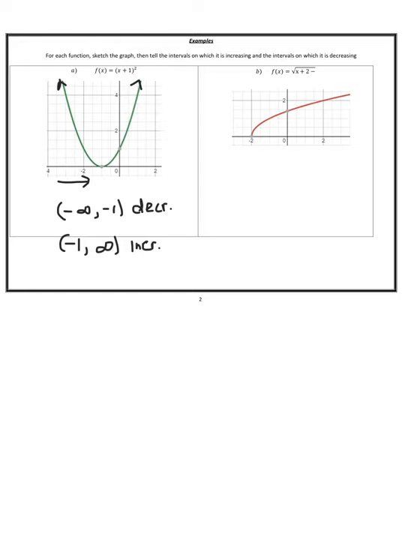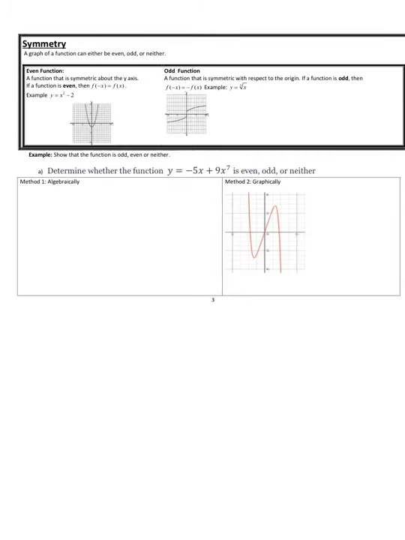So we look at the next one. This one, it's only increasing. So I'm just going to write increasing. And it's increasing from what values? From negative 2 all the way to infinity. And that's how to do the increasing and decreasing, and in the same way you would do the constant functions. Now let's look at the next one.